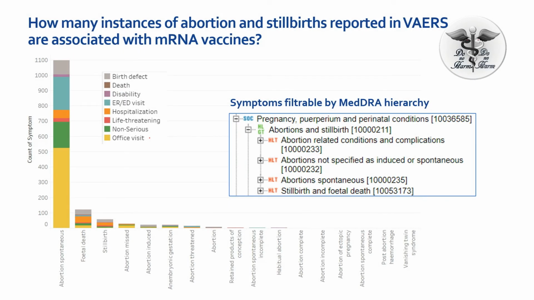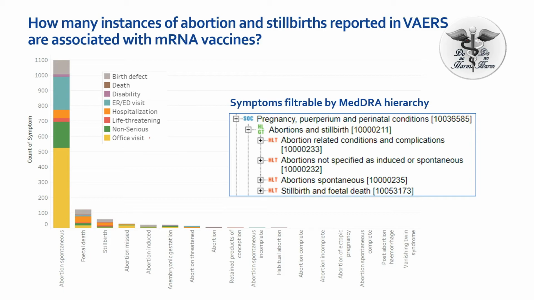How many instances of abortion and stillbirths reported in VAERS are associated with mRNA vaccines? Integration of measure hierarchy allows discrimination of VAERS symptoms using specific medical terminologies organized by system organ class to fine-tune inquiry retrieval and selection of the most appropriate VAERS cases.